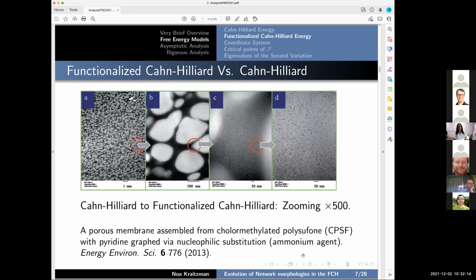So if we look at the picture on the left, we have what looks like an early stage of spinodal decomposition. As we zoom in on B, you can see the walls between the interfaces. And if we keep zooming all the way to D, you can see the network formation within these walls. That's where the functionalized Cahn-Hilliard free energy lives. So basically, we had to zoom in 500 fold to move from Cahn-Hilliard to functionalized Cahn-Hilliard. More importantly, we moved from an electroneutral system to a non-electroneutral setting. And that's the difference between the two.